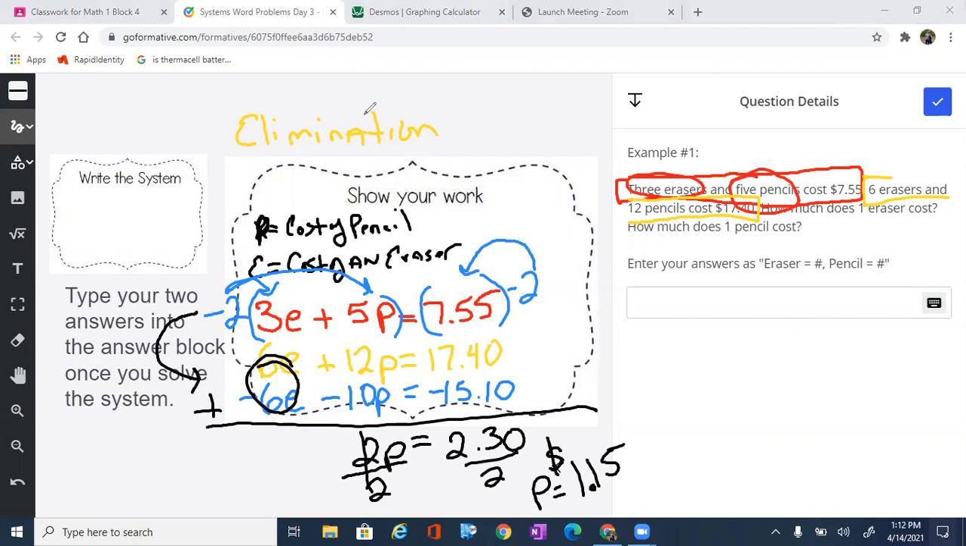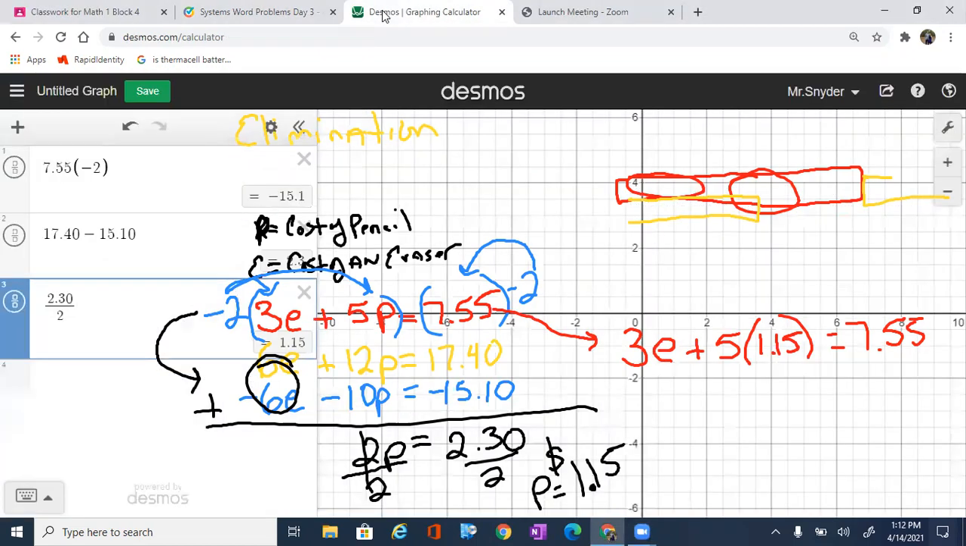Okay. We need to find out what an eraser costs. So what we're going to do is go back to one of the original equations and look for the eraser. So 3E plus 5 times what a pencil costs, which is $1.15, and we're going to say equals $7.55. So I'm just going to use the first original equation. Okay, once I have that, I'm going to go off to Desmos and make some calculations, because it's the easiest way. 5 times $1.15 should be $5.75.